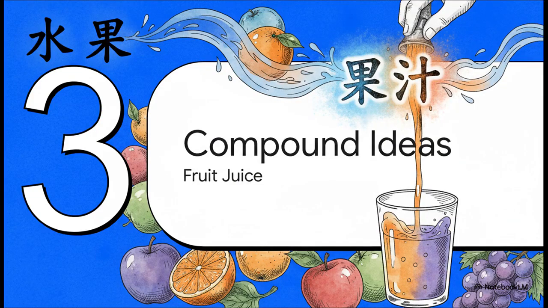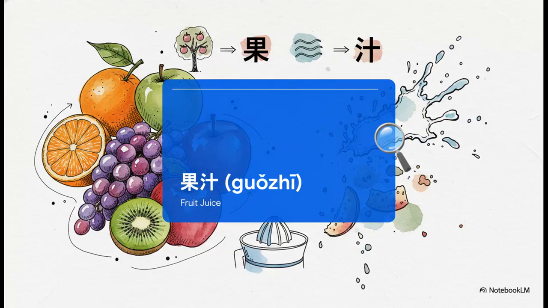Okay, for our last example on the menu today, let's look at a third common way words are formed. This is when you take two characters that both have meaning and you combine them to create a totally new idea. So here's our word, 果汁. It's pronounced guǒzhī, and this is the word for fruit juice. Now, unlike coffee, where the characters were just there for the sound, here both of these characters bring their own meaning to the table. They're both contributing directly to what the word means.